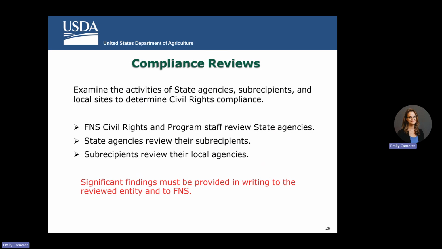So what are compliance reviews? They are systematic evaluations conducted to ensure that programs and services comply with civil rights laws and regulations. These reviews assess whether entities are providing equitable access and treatment to all participants. The review process involves multiple levels. FNS civil rights and program staff review the state agencies to ensure compliance. Then the state agencies review their subrecipients, and then the subrecipients review their local agencies. Any significant findings must be provided in writing to the reviewed entity and to FNS.